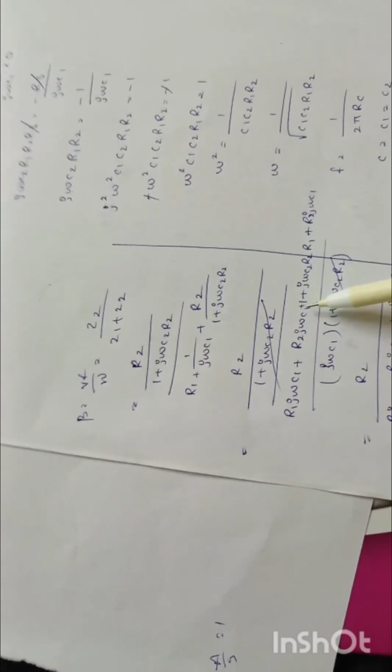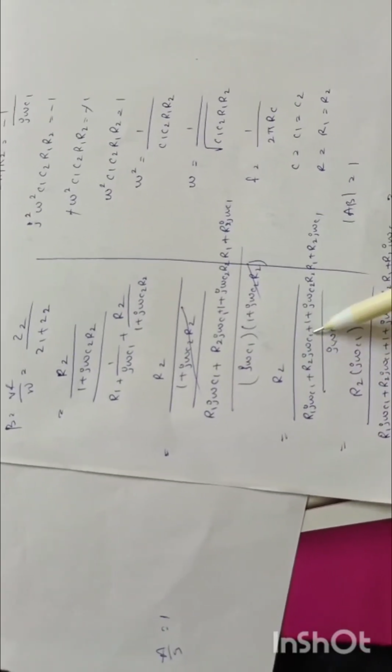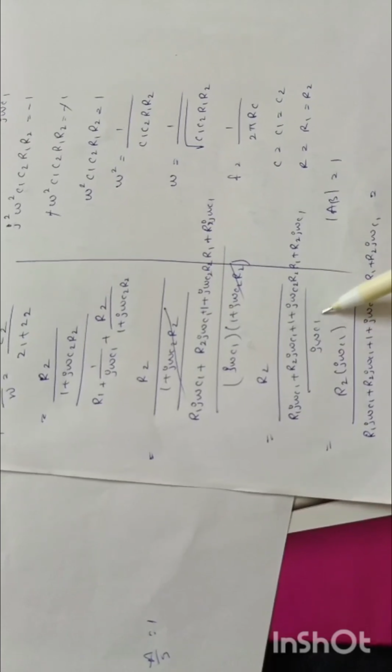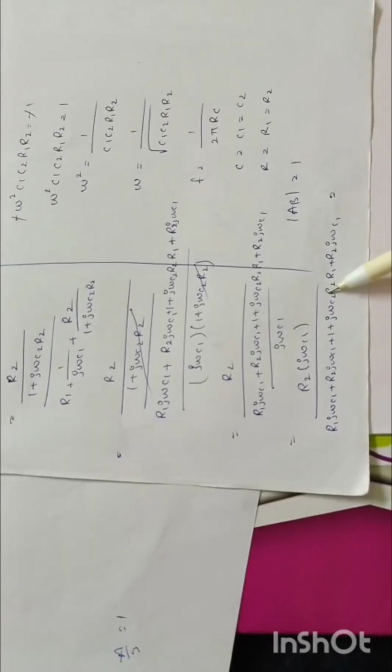If we do LCM, we got these two equations. R1 j omega C1 plus R2 j omega C1 plus 1 plus j omega C2 R2 R1 plus R2 j omega C1 by j omega C1 1 plus j omega C2 R2. These both will get cancelled. The remaining is R2 by R1 j omega C1 plus R2 j omega C2 plus 1 plus j omega C2 R2 R1 plus R2 j omega C1 by j omega C1. The j omega C1 will go to the numerator. The remaining terms we write as they are.